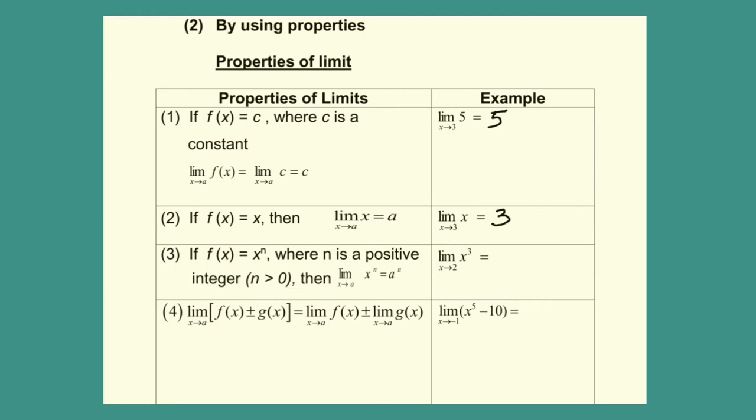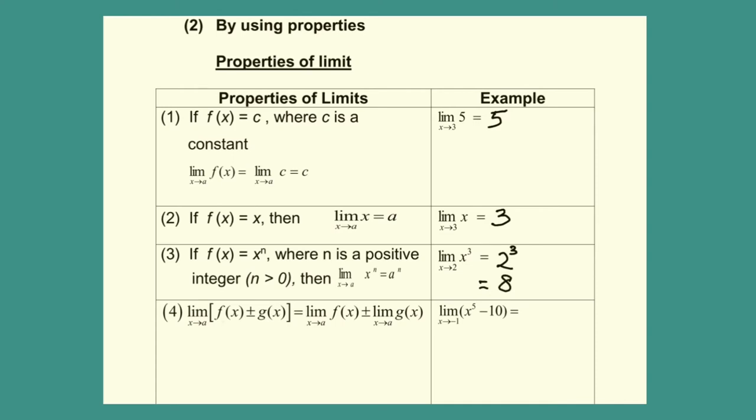The third property is, if f(x) equals x to the power n, where n is a positive integer, then the limit of x to the power n as x approaches a equals a to the power n. For example, the limit of x cubed as x approaches 2 equals 2 cubed. The answer is 8.